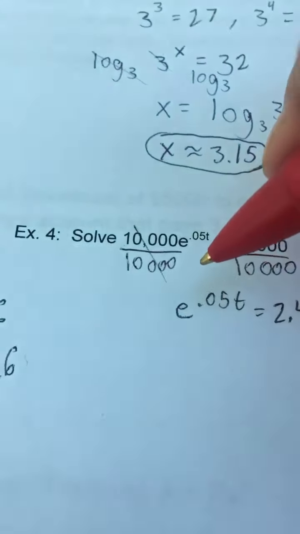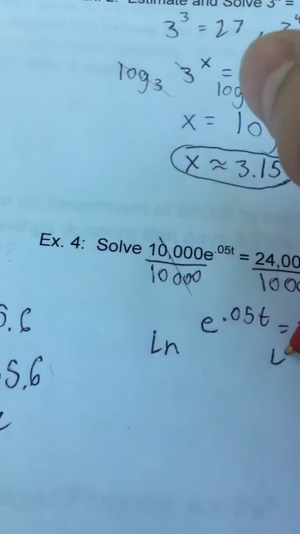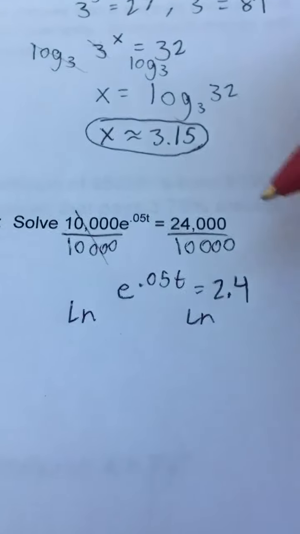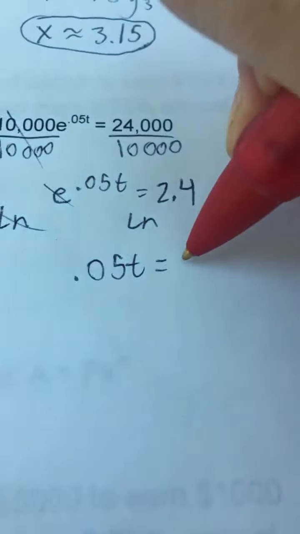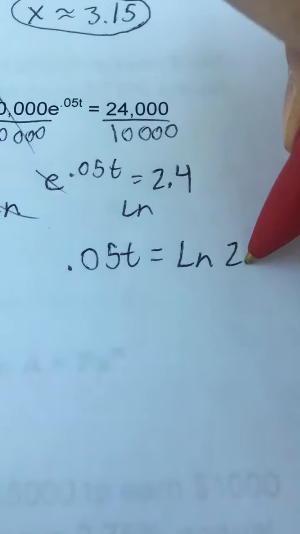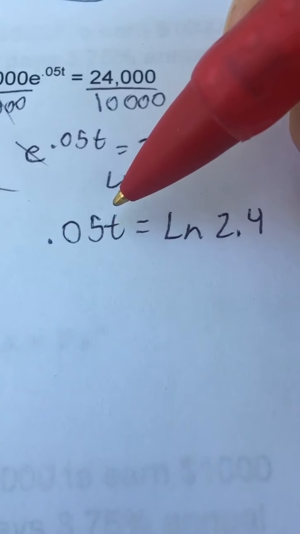Now remember, there's a special name for log base e. It's ln, natural log. So I'm taking ln of both sides. All right, and that's going to cancel out the e. Leaves me with just 0.05t equals natural log, ln of 2.4. Now I can just type this straight in my calculator. I don't need to do anything fancy. But what do I need to do to get t by itself? Divide by 0.05.